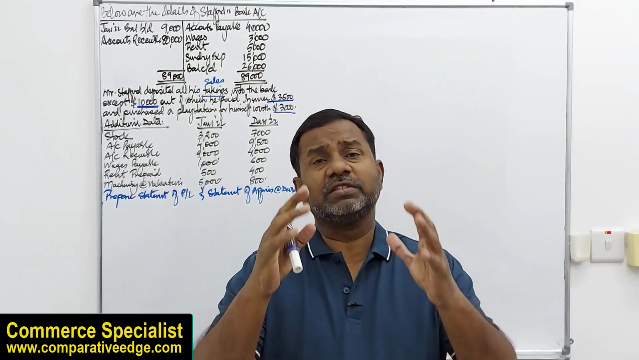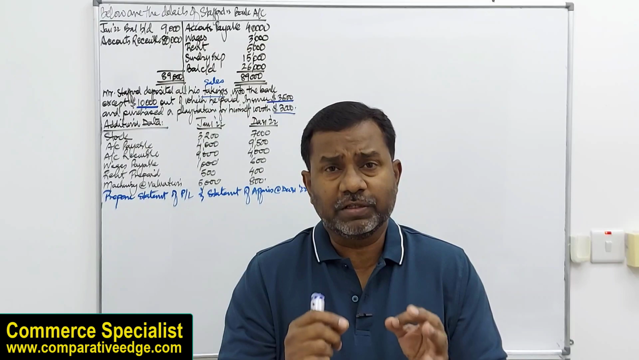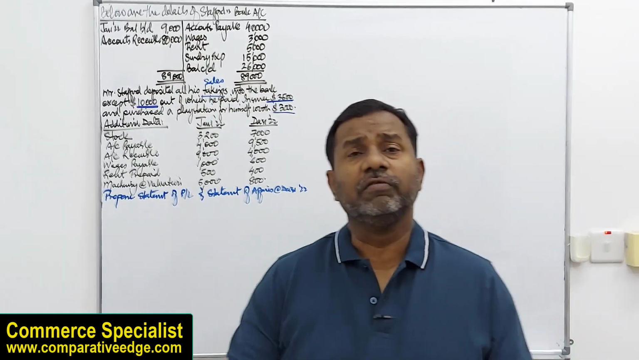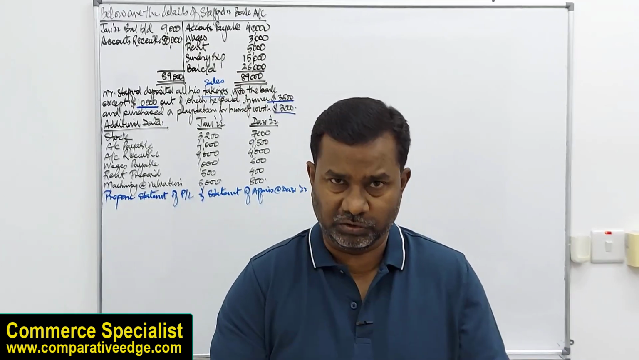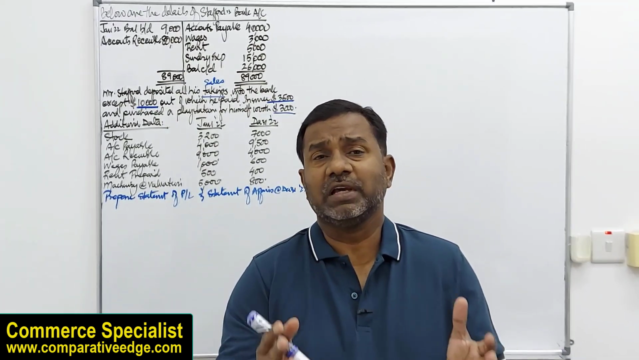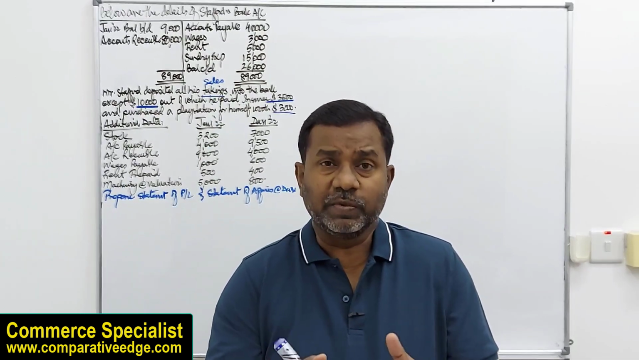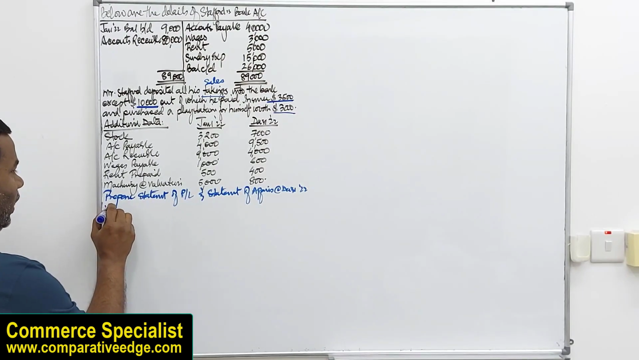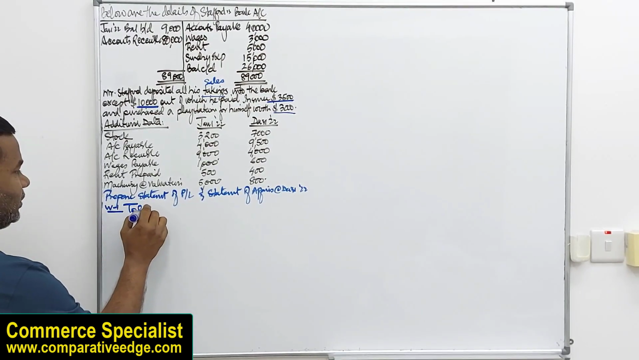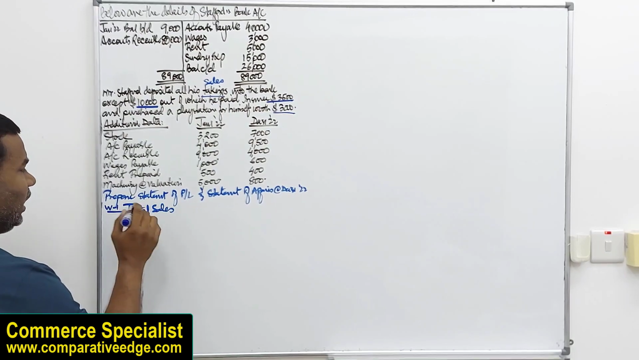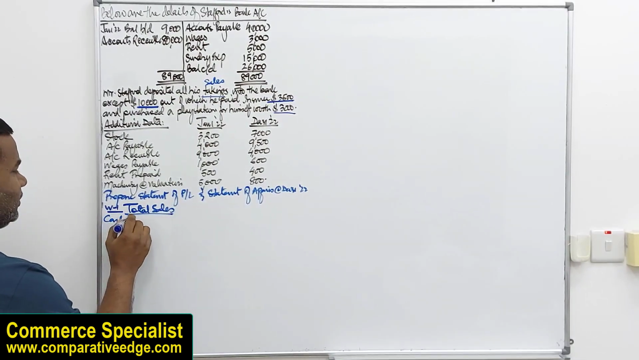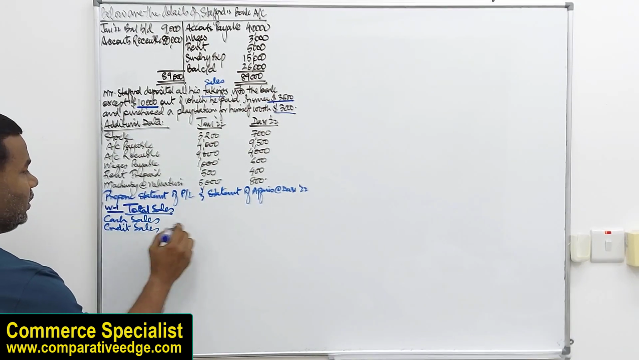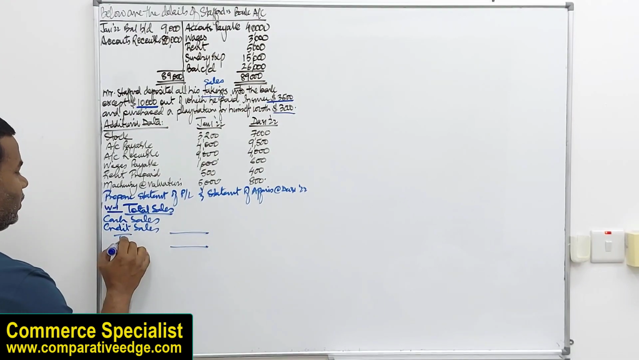Now, because there are some missing figures here, the very first thing we need to do, before we go on preparing the statement of profit and loss and statement of affairs, is make some workings, some calculations. If we are calculating sales, we need to find total sales, which means cash sales and credit sales. So let's have a look. My working number 1 is for total sales. When I say total sales, I am talking about cash sales and also credit sales. When I add these two, I will get total sales.